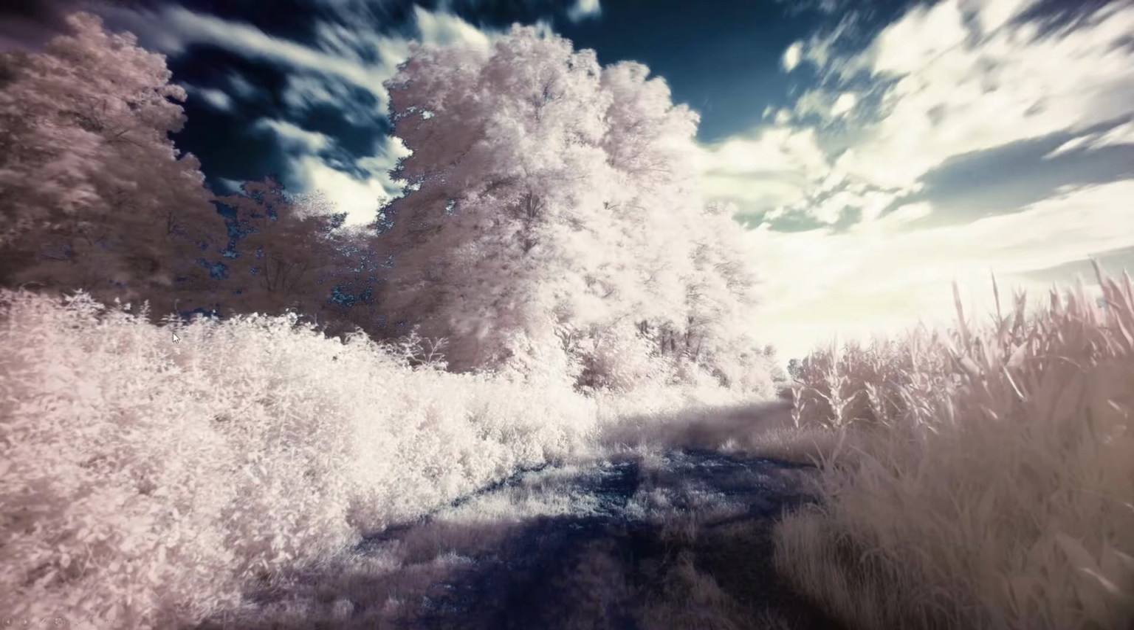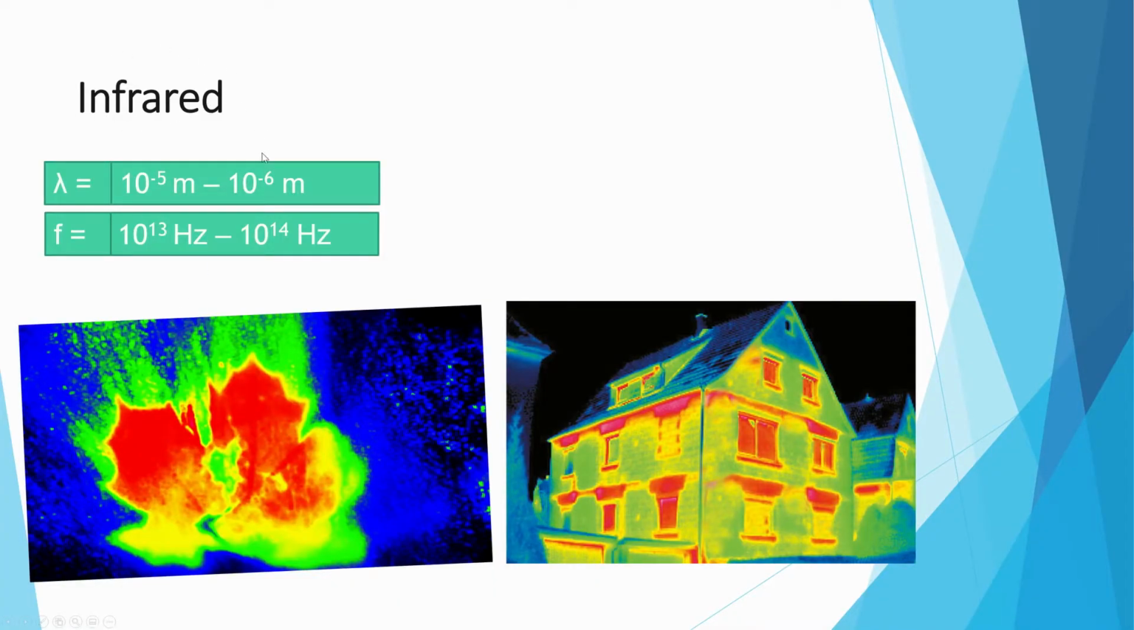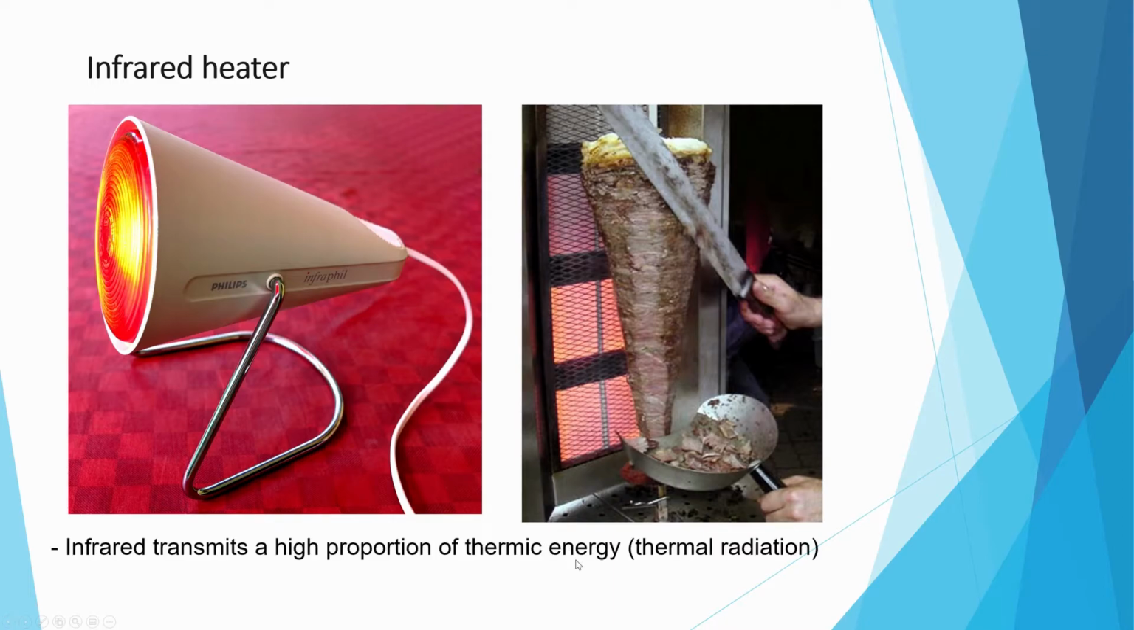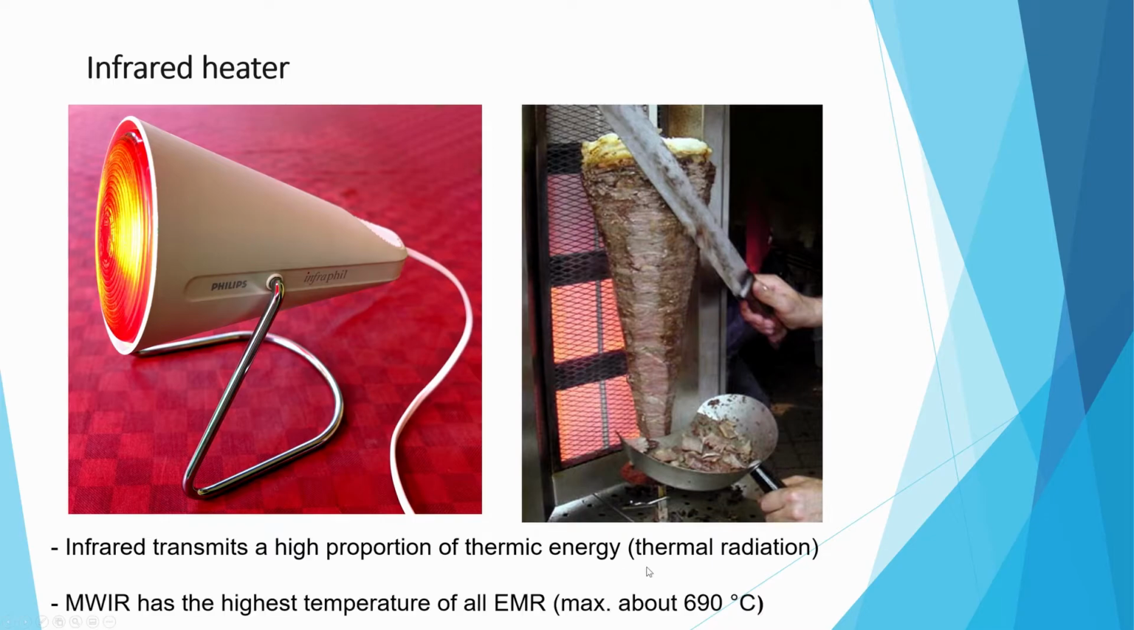The next higher frequency belongs to the field of infrared radiation. As you can see on the pictures, infrared has various utilizations. For instance, infrared can be used as a heater. Here it is utilized to prepare a meal. Although infrared has pretty large wavelength, it still transmits a high proportion of thermic energy in comparison to other radiations. The highest temperature of about 690 degrees Celsius gets achieved at a medium infrared wavelength of 3 to 8 micrometers.